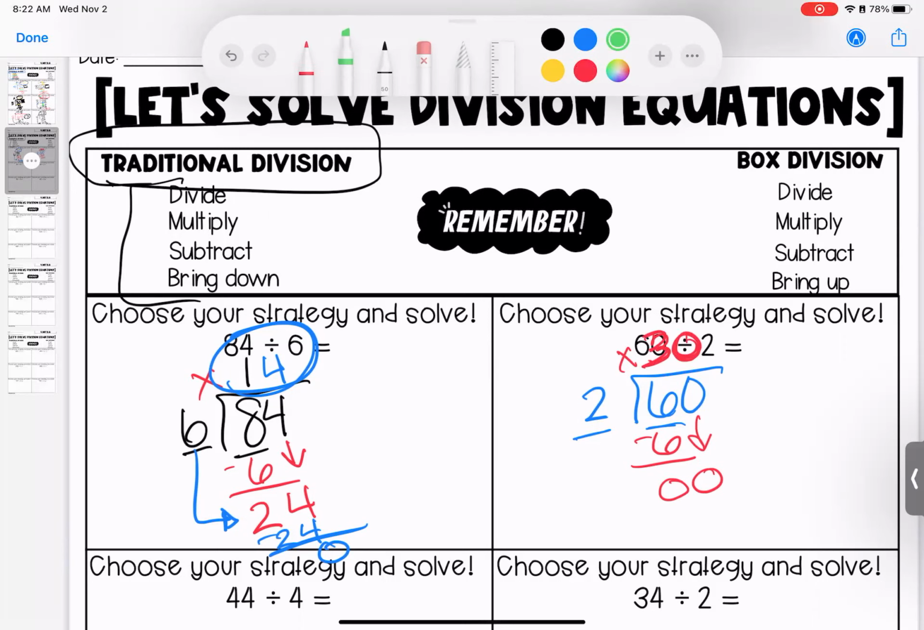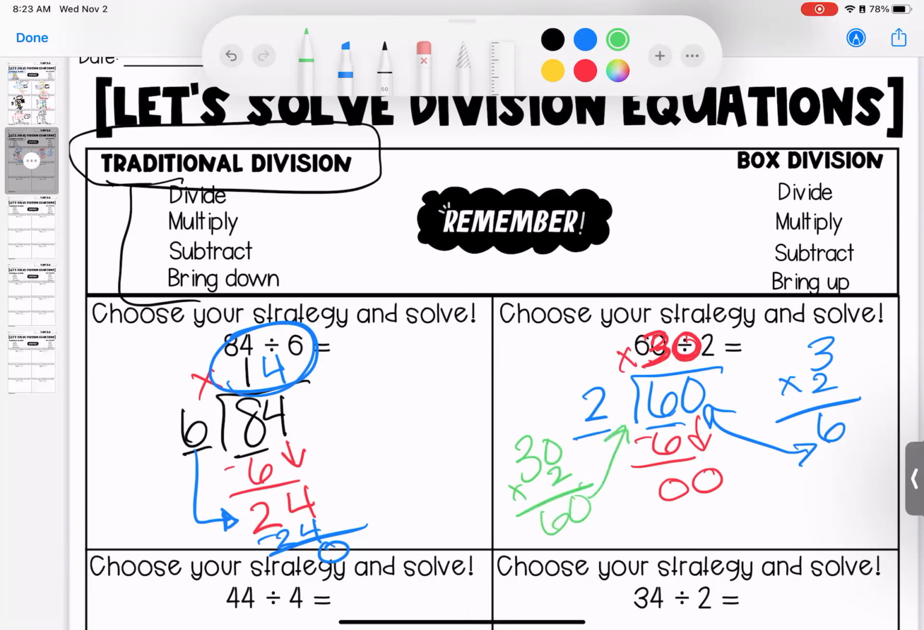Now, let's talk about why this is 30 and not 3. We know that we can check multiplication and division using each other, right? So let's say I forgot the 0 and I said that 2 went into 6 3 times. If I check that with multiplication, 3 times 2 is 6. These don't match. But if I check my 30 with multiplication, now we match. So remember that you can always check your multiplication with division and your division with multiplication.